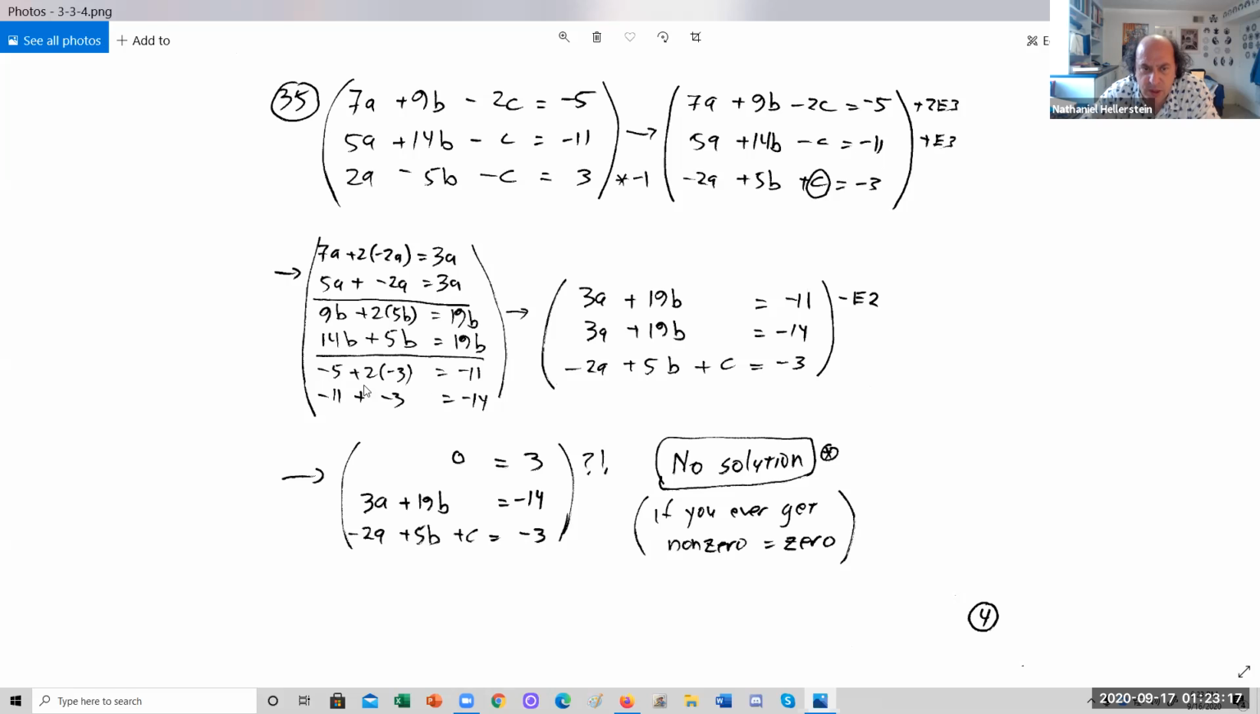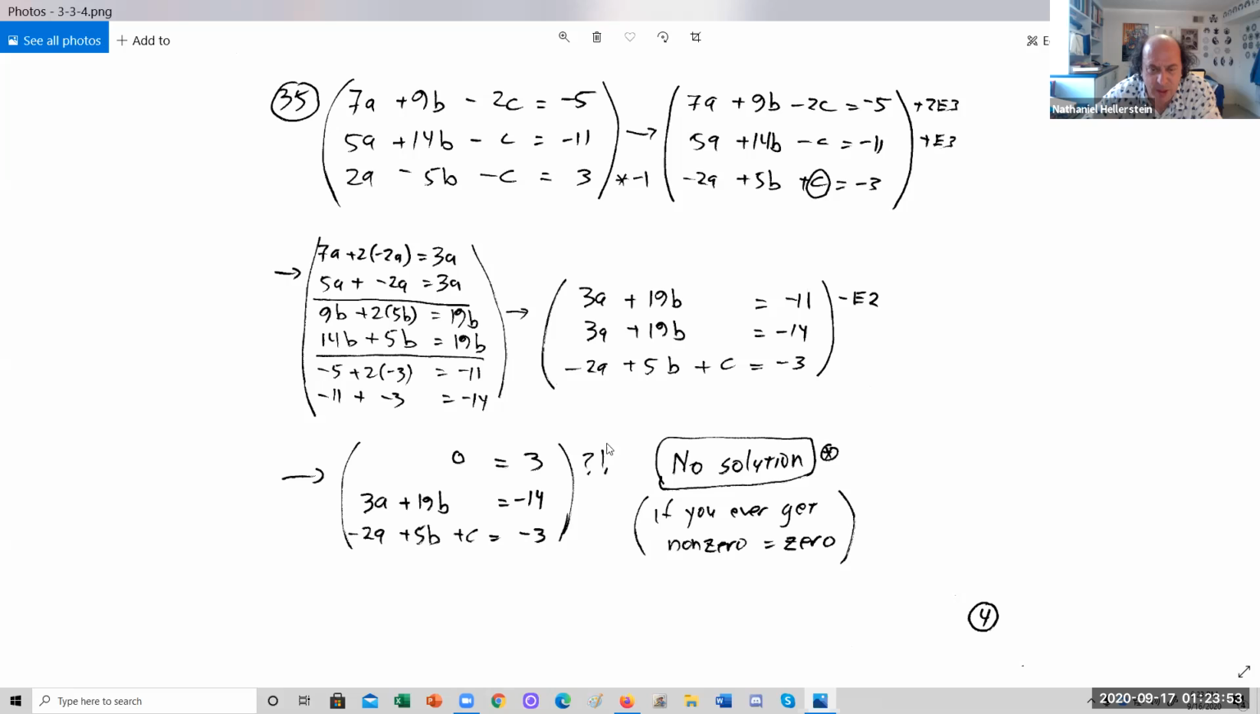And after a bunch of the same arithmetic as before, we get something like this. 3a plus 19b equals negative 11. 3a plus 19b equals negative 4. And then as before, minus 2a plus 5b plus c equals negative 3. And I think you can see that we're heading into trouble because 3a plus 19b is trying to be both negative 11 and negative 14, and that won't do. If we subtract equation 2 from equation 1, the 3a's cancel, the 19b's cancel, negative 11 minus negative 14 is 3, and we get the equation 0 equals 3.